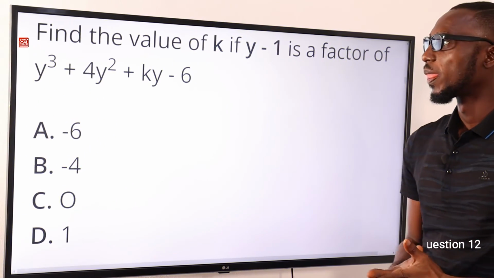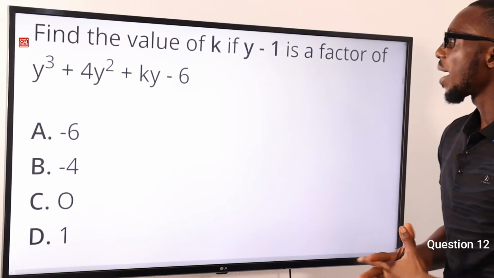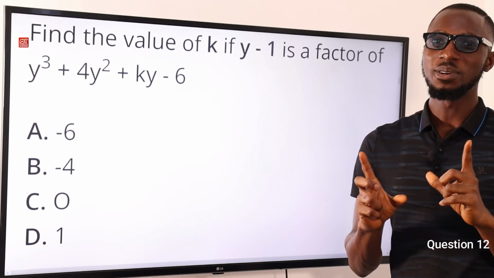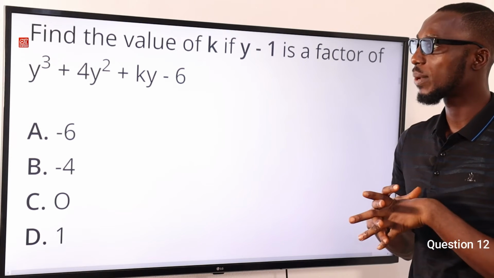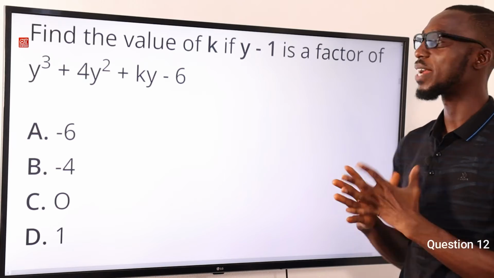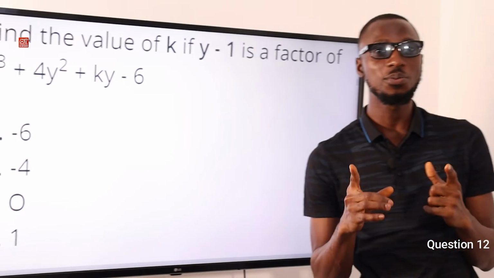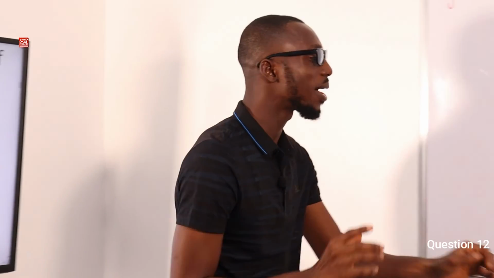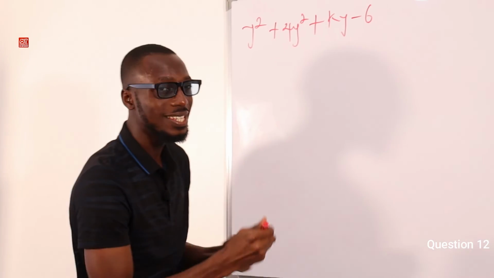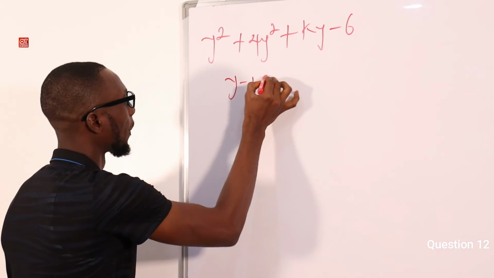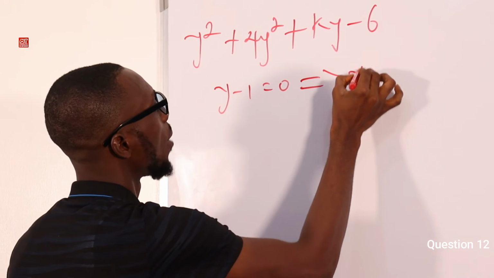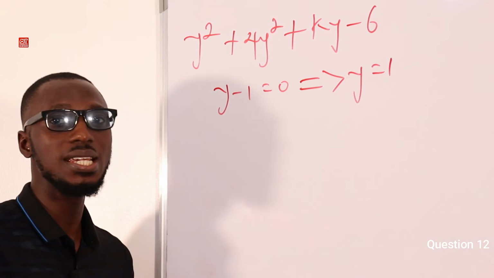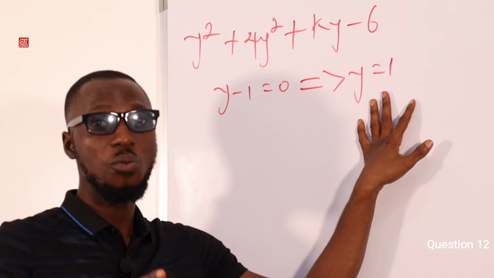Question 12. Find the value of k if y minus 1 is a factor of this equation, y cubed plus 4y squared plus ky minus 6. So we are told that y minus 1 is a factor. That means this is what we can do, and this implies that y equals 1. So anywhere we see y, we can replace it with 1.